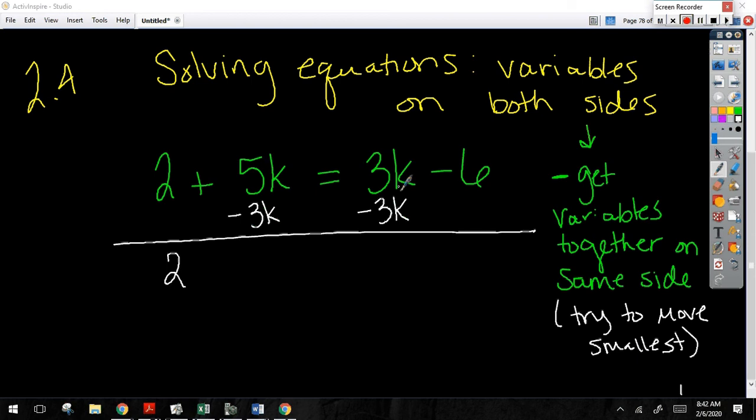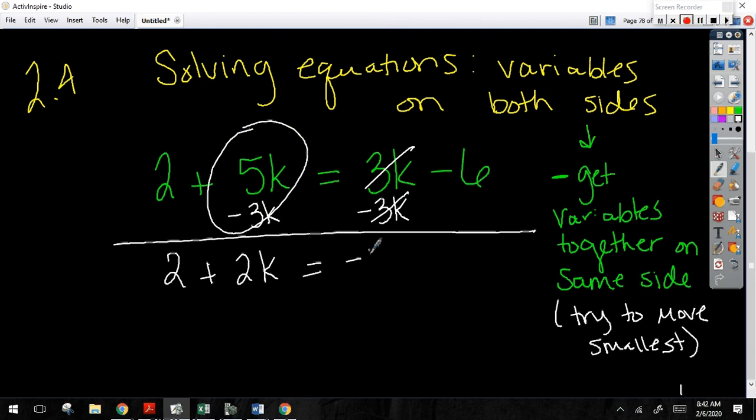All right, so we have to move it. We have to do the opposite, okay? Because it's got to cancel out here. The only way to cancel out is to subtract it, and if we subtract it on one side, we have to subtract it on the other. These two are now like terms, which means I just combine the coefficients. So 5 minus 3 is 2. So it's 2 plus 2k equals negative 6. Don't forget that sign that's hooked with that 6 there, okay?